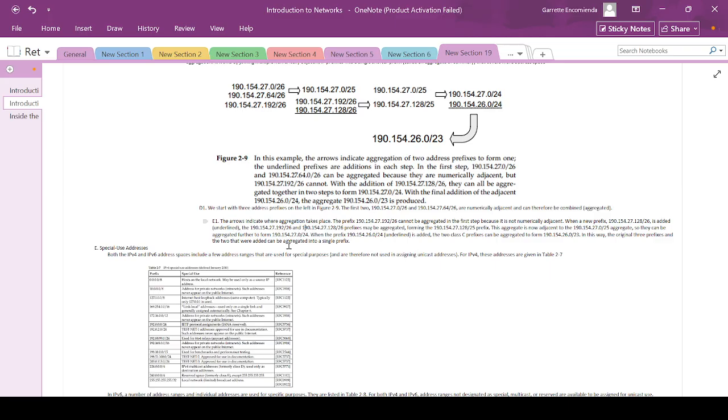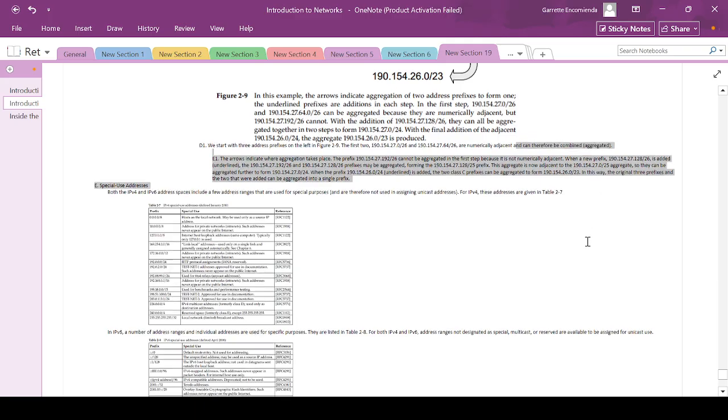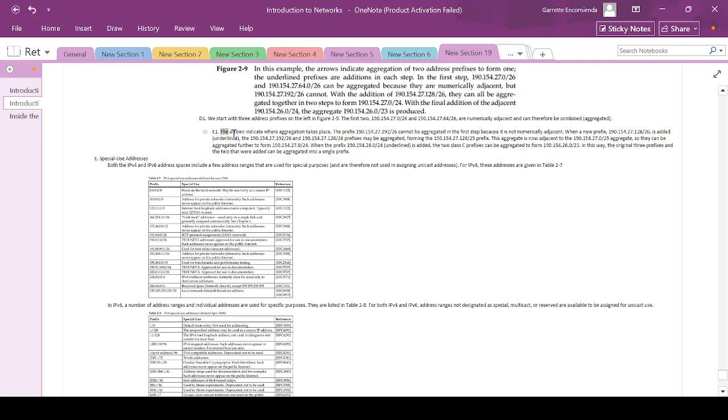We start with 3 address prefixes on the left in figure 2.9. The first two, 190.154.27.0 /26 and 190.154.27.64 /26, are numerically adjacent and can therefore be combined or aggregated. The arrow indicates where aggregation takes place. The prefix 190.154.27.192 /26 cannot be aggregated in the first step because it is not numerically adjacent.